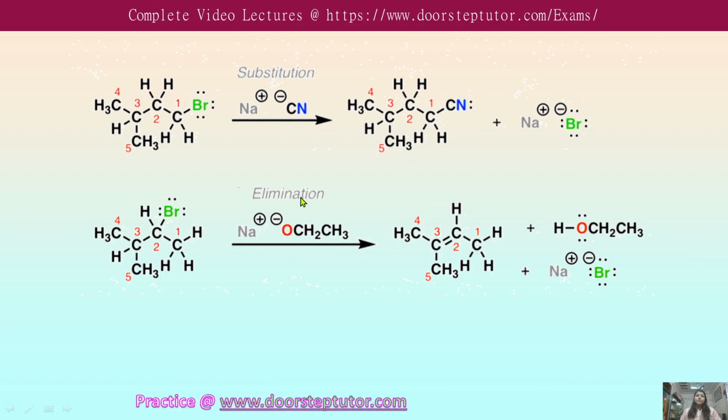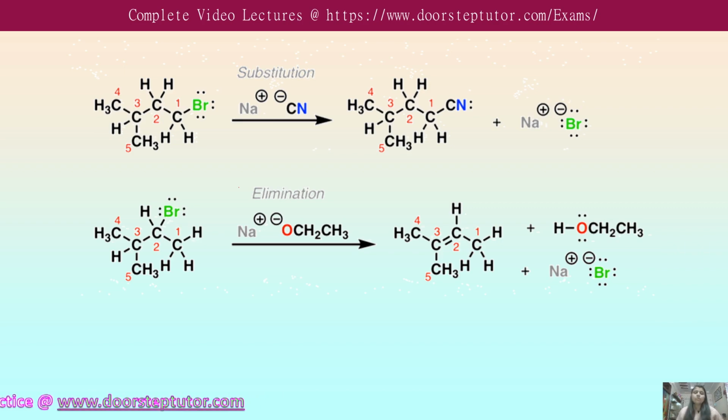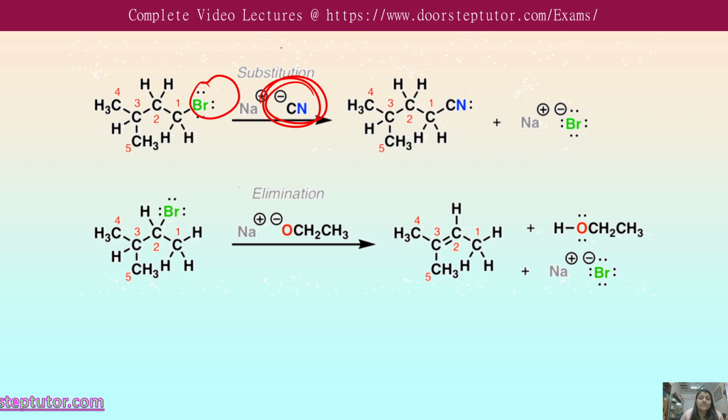Now, substitution and elimination. How are you going to proceed with these? Substitution reactions are those in which you substitute a good leaving group with a better group. In this particular substitution reaction we have Br, and this Br is replaced by cyanide. We have sodium cyanide as our reagent, Na positive and CN negative.